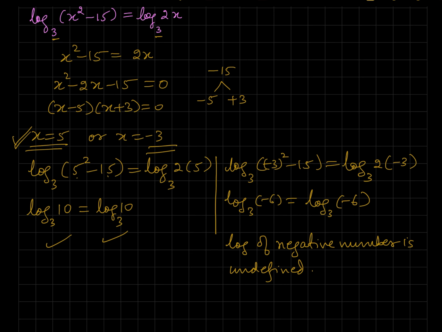and hence this negative 3 answer would be an extraneous solution. Okay, so we say that the solution for this equation is what? The solution is only x equals 5 but not negative 3, as x equals negative 3 is an extraneous solution.